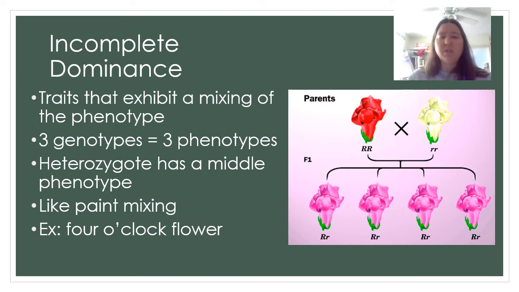Incomplete dominance, which is where they actually have a mixing of phenotypes. So this is like paint mixing. Okay. So what happens here is we end up having three genotypes. We have the homozygous dominant, we have the heterozygous, and we have the homozygous recessive. And those three genotypes actually also give us three phenotypes. So the homozygous dominant gives us red. The heterozygous gives us pink. And the homozygous recessive gives us white.